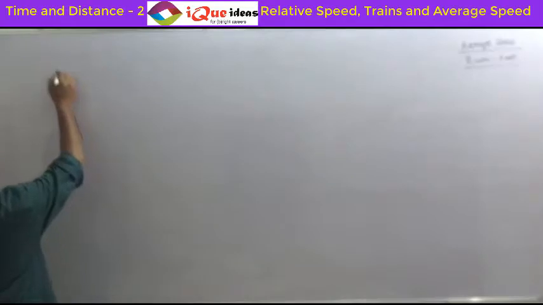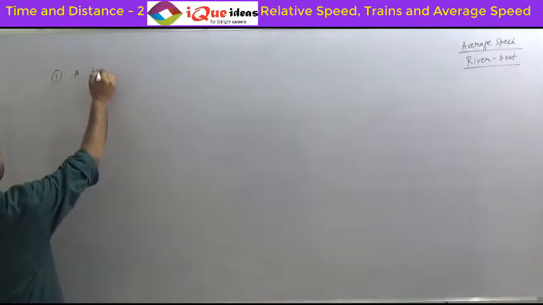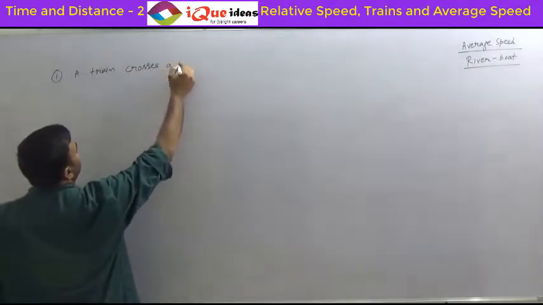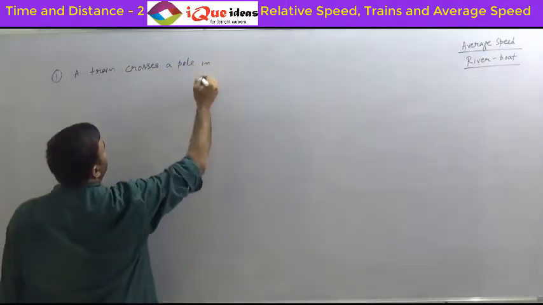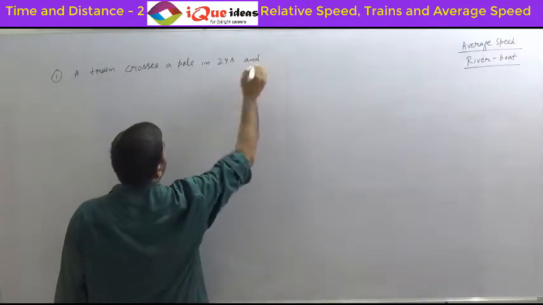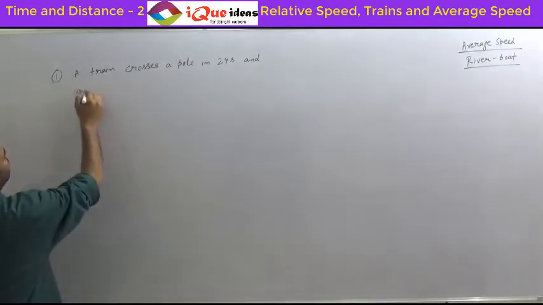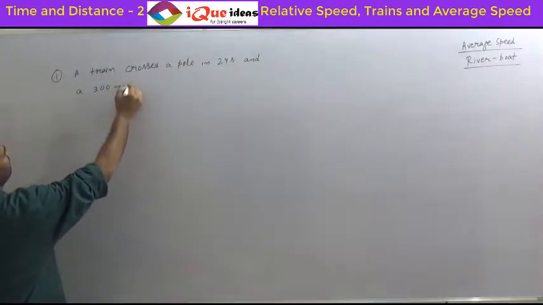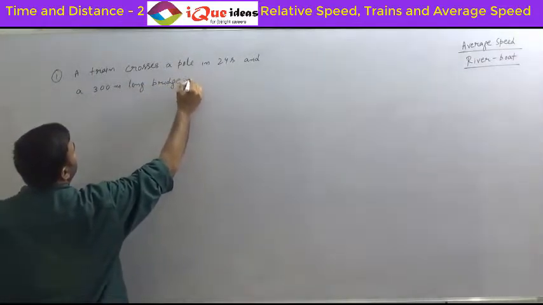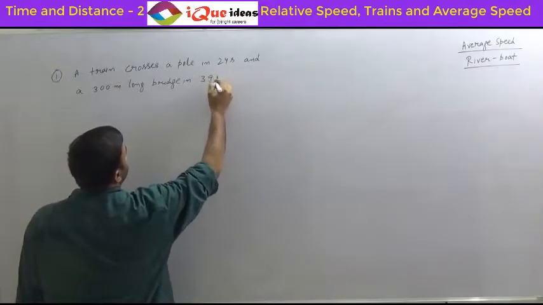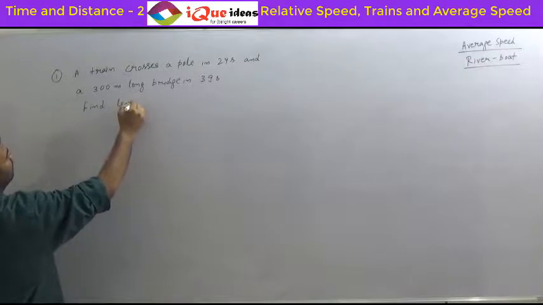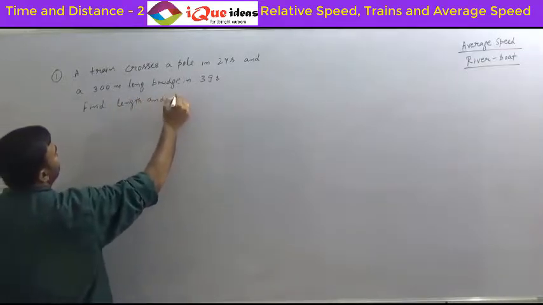question. A train crosses a pole in 24 seconds and a 300-meter long bridge in 39 seconds. Find length and speed of train.